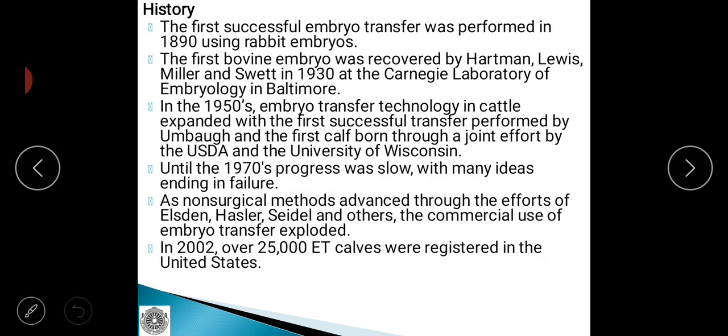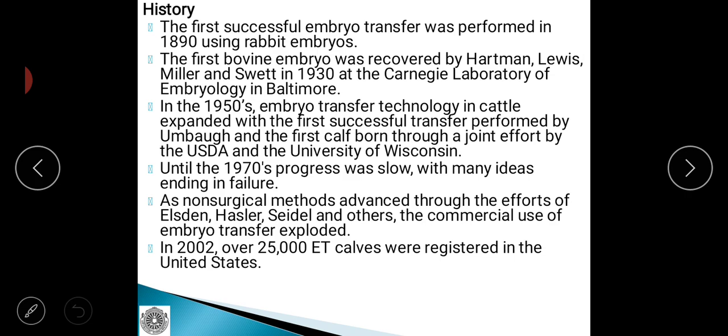History. The first successful embryo transfer was performed in 1890 using rabbit embryos. The first bovine embryo was recovered by Hartman, Lewis, Miller and Soet in 1930 at the Carnegie Laboratory of Embryology in Baltimore. In the 1950s, embryo transfer technology in cattle expanded with the first successful transfer performed by Umberg and the first calf born through a joint effort by the USDA and the University of Wisconsin.